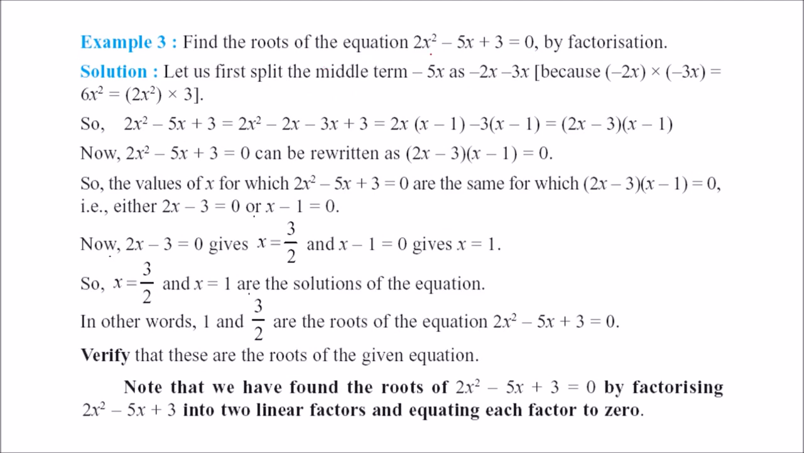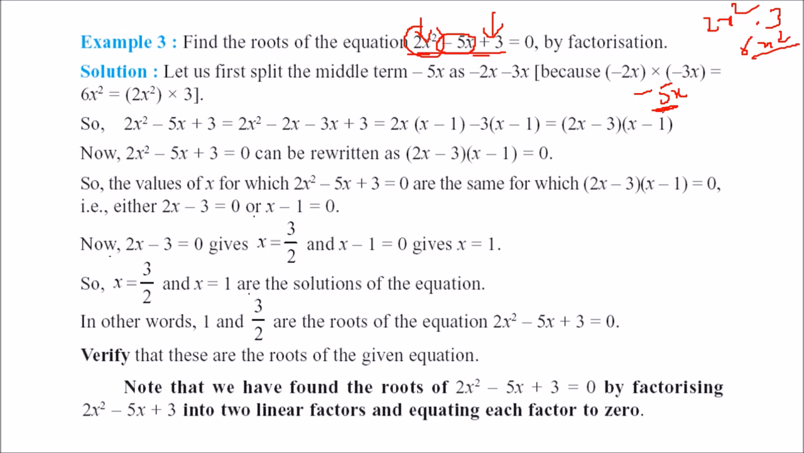Let us find the roots of this equation: 2x square minus 5x plus 3. Now we have to split minus 5x such that we get some kind of factorization. On the left hand side you have 2x square and 3, whose product is 6x square. So when we represent minus 5x as some addition or subtraction of terms, the multiplication of these terms has to be 6x square.